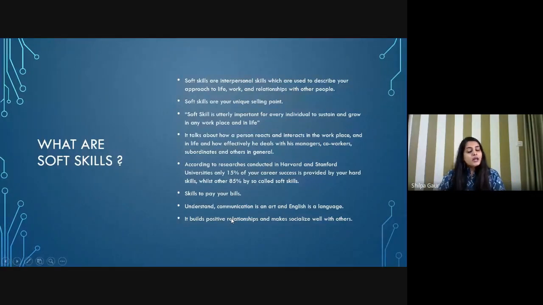And understand, many people, in fact most of the students, think, oh my God, soft skills means English. No. First of all, you have to understand how you can communicate. Communication is important, and communication can be in any language in which you are comfortable. So first of all, आप इस चीज से familiar हुई है कि आप communicate तो करें at least.